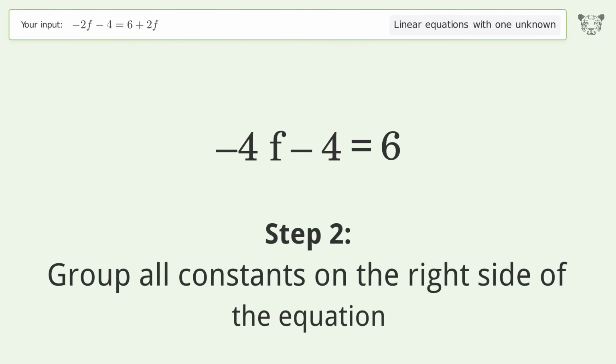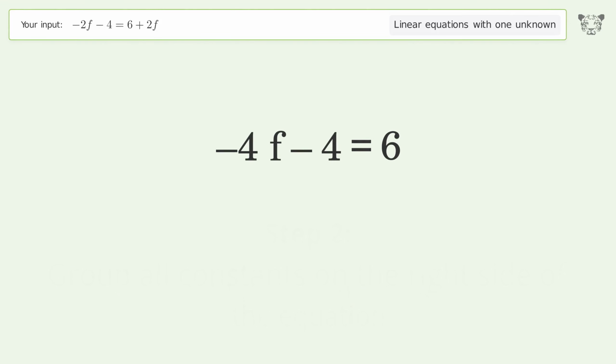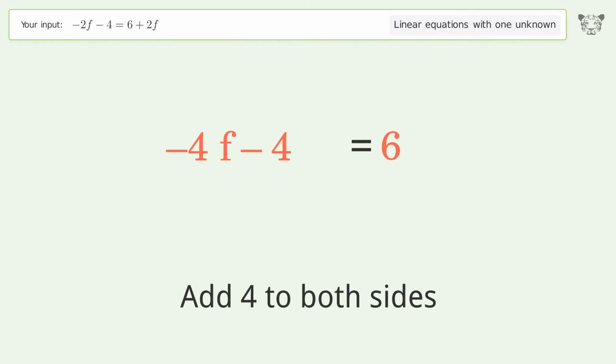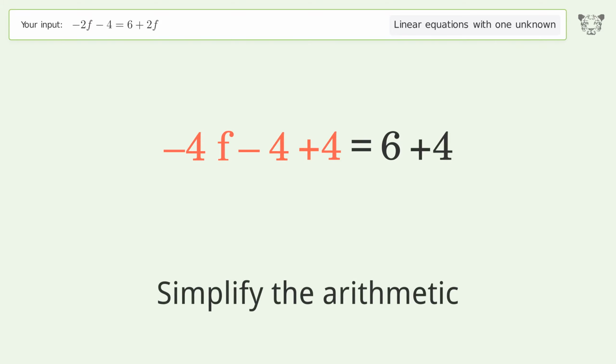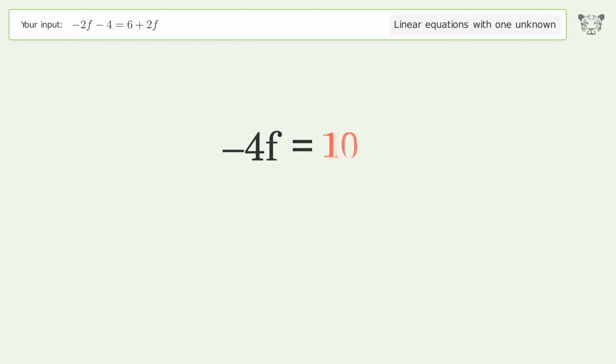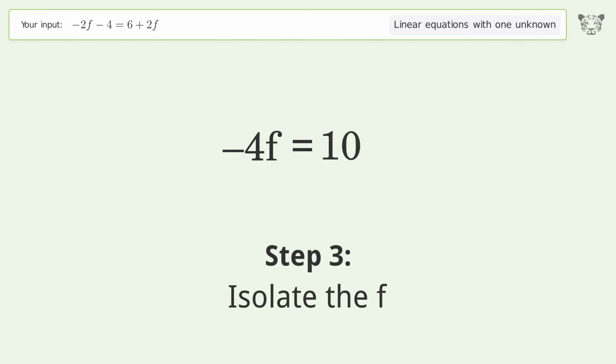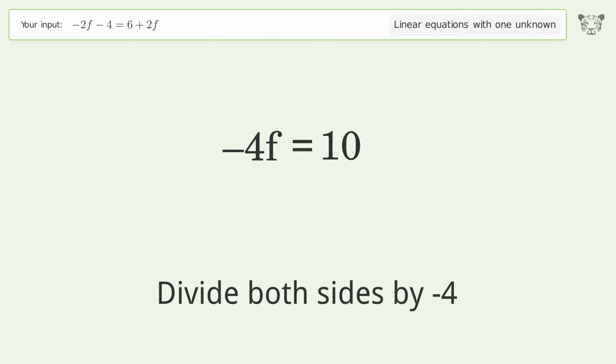Group all constants on the right side of the equation. Add 4 to both sides. Simplify the arithmetic. Isolate the f. Divide both sides by -4.